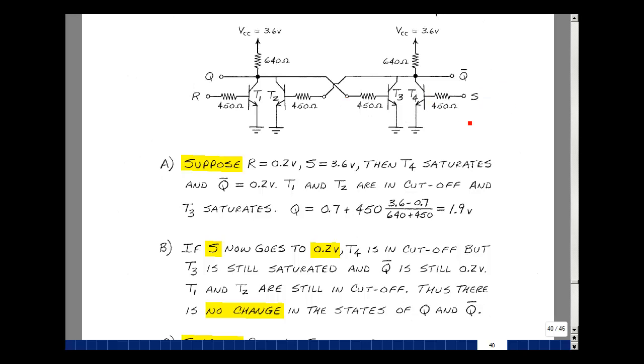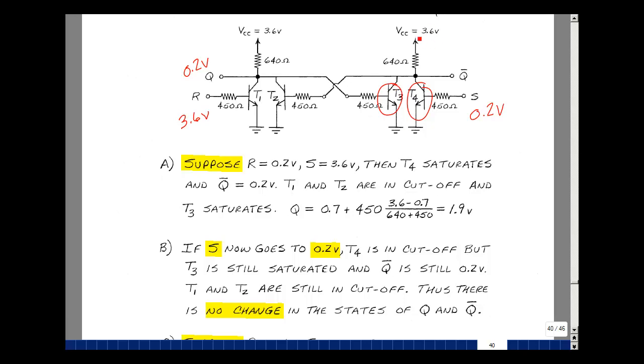Suppose that we put a logical 1 on the reset line of 3.6 volts and a logical 0 on the set line of 0.2 volts. Well, the 0.2 volts, we're going to cut off this transistor. We need at least 0.7 to forward bias this. The 3.6 here is going to saturate this transistor. It's going to make this 0.2 volts. Making this 0.2 volts, we won't have enough voltage here, so this is going to be cut off. I've got two open circuits here.